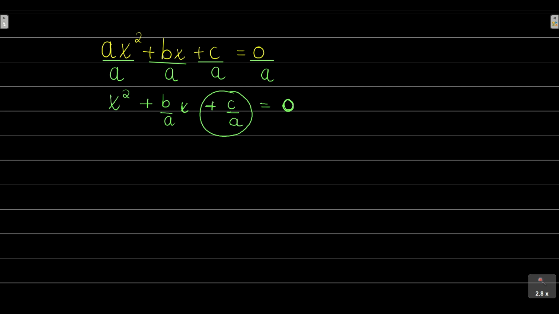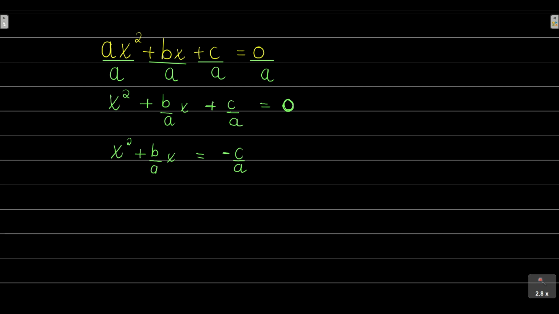So we now want to move that positive c over a to the right hand side, and when we move it to the right hand side, it becomes a negative c over a. So now we've got x squared plus b over a x, which is equal to minus c over a. Now this equation is in the standard form that we want it to be in, and we can get started with completing our square.